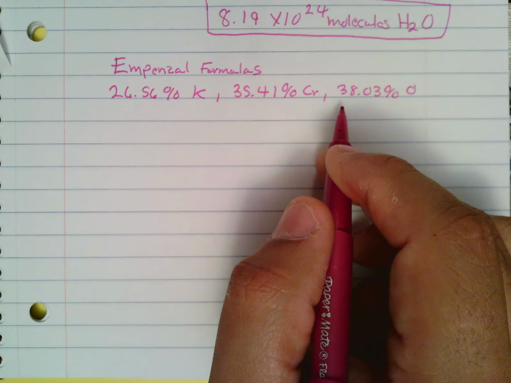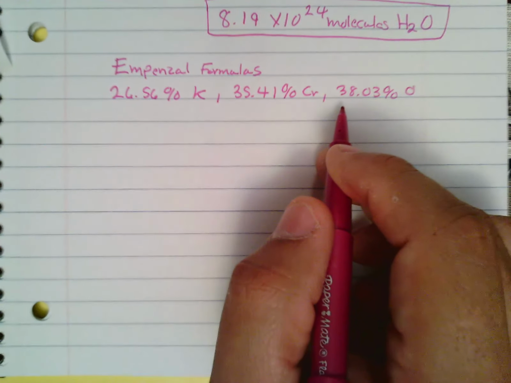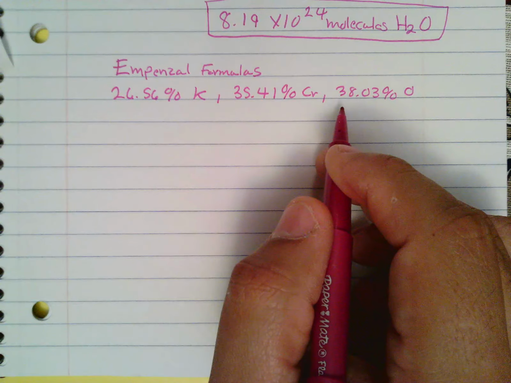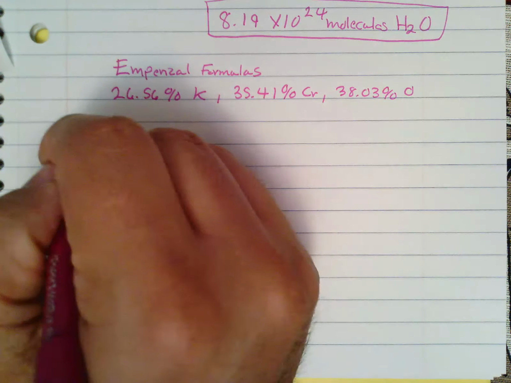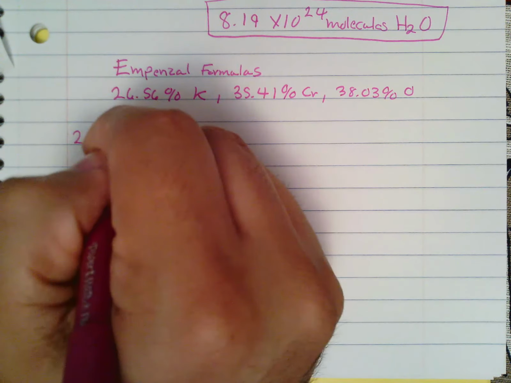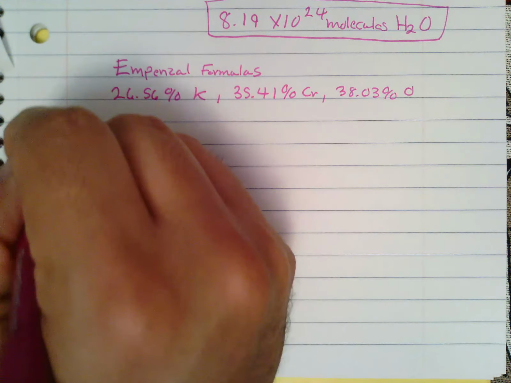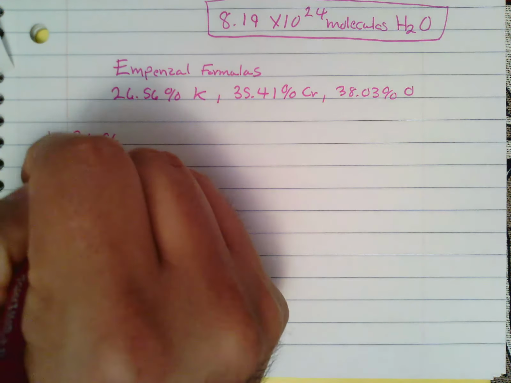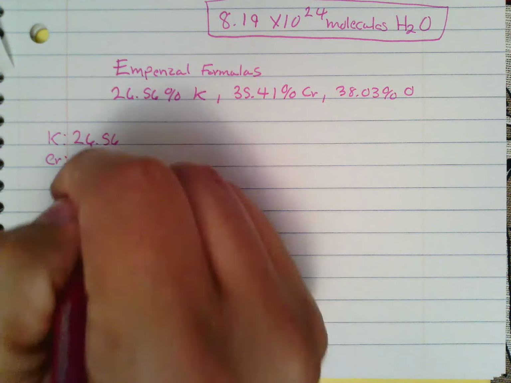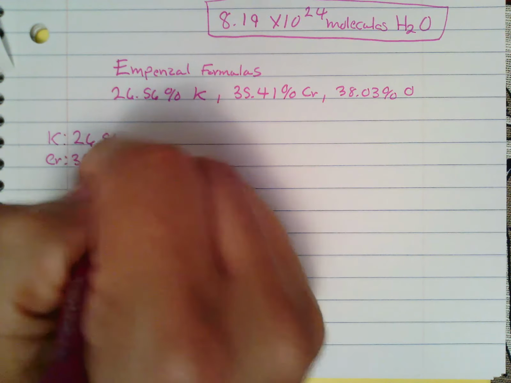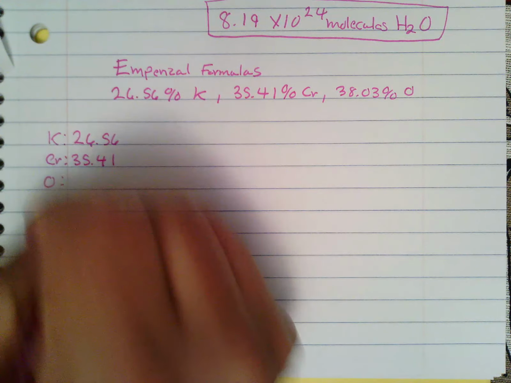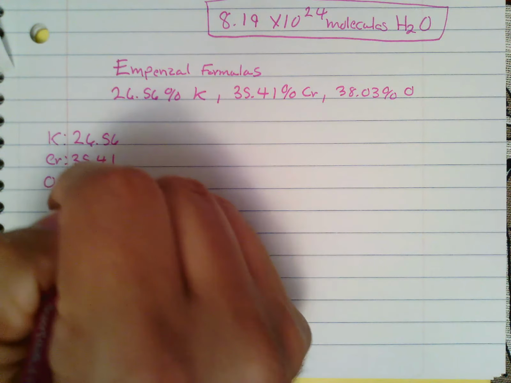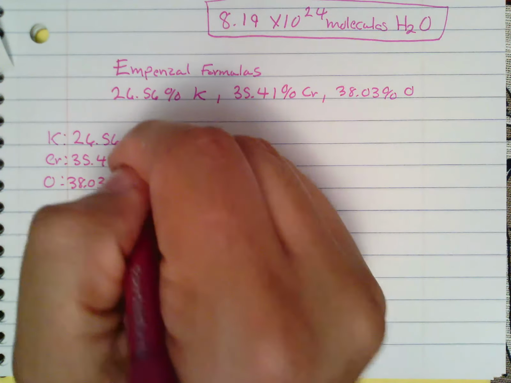Okay, so given these percentages, from here what we need to do is, like we did in the other calculations, start with our first step, which is to divide them by their atomic masses. So we'll set them up in a line over here. That'll be 26.56 for K, and then Cr, we write it out over here, that's 35.41, and then oxygen is going to be 38.03.